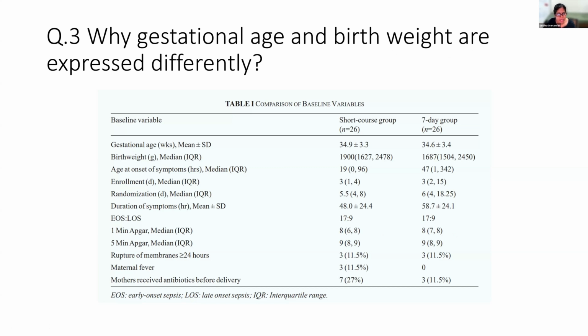Third question. The first two variables are gestational age in weeks and birth weight in grams. Both are numerical variables. However, gestational age is represented as mean plus or minus 1 standard deviation, whereas birth weight is represented as median and interquartile range. Why is it so?